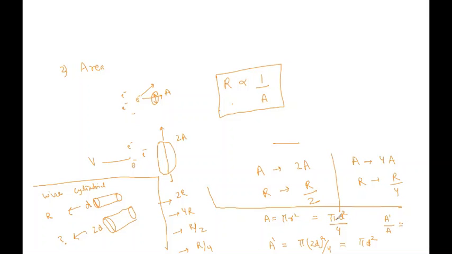I'm saying the new area becomes pi d square, right? And earlier it was pi d square by 4. So that means the area becomes 4 times. If you divide these two, you will get 4. That means the area becomes 4 times, not double. So if the area becomes 4 times, that means your resistance will become 1/4, R by 4. So the answer is R by 4. Got it?